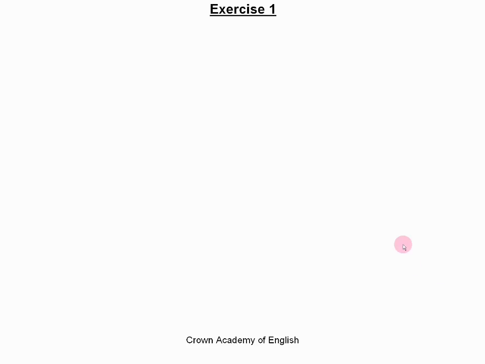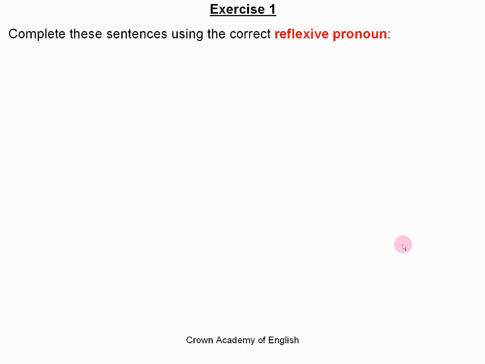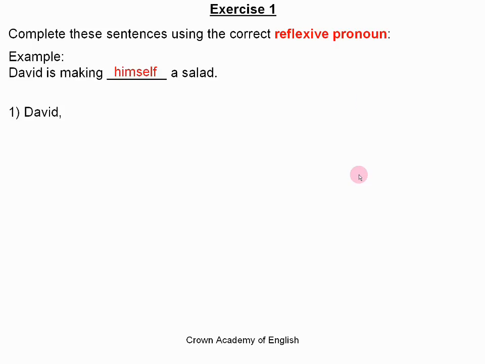Exercises. Exercise 1. Complete these sentences using the correct reflexive pronoun. Example: David is making a salad. So what is the correct reflexive pronoun? Well, the answer is himself. David is making himself a salad. So question 1, and I will give you a few seconds. The answer is, David, you must prepare yourself for the interview.